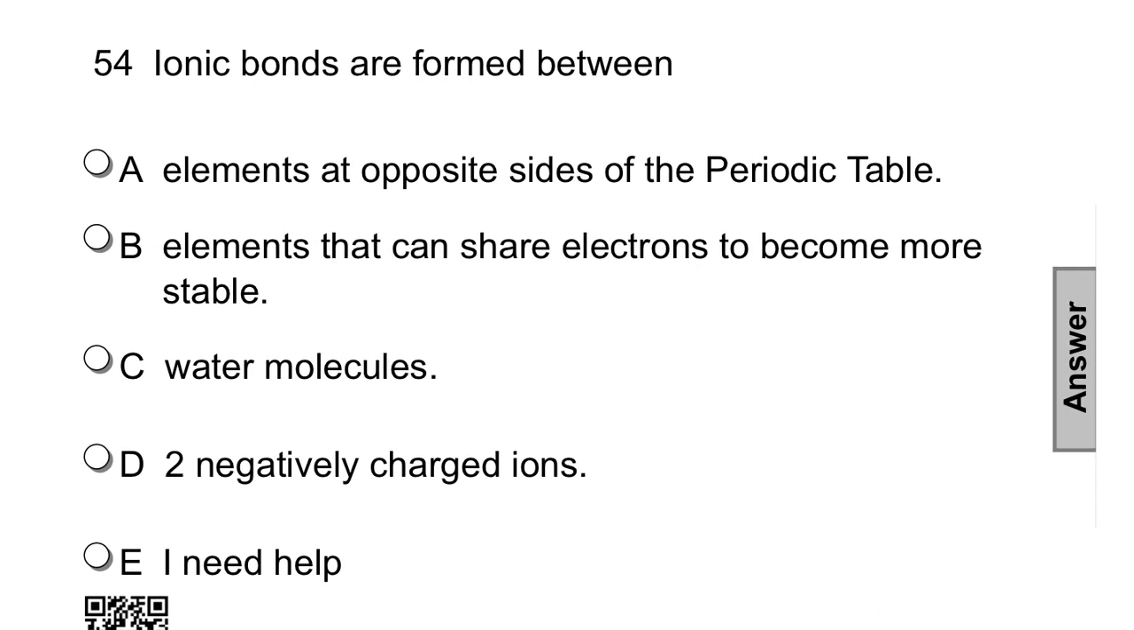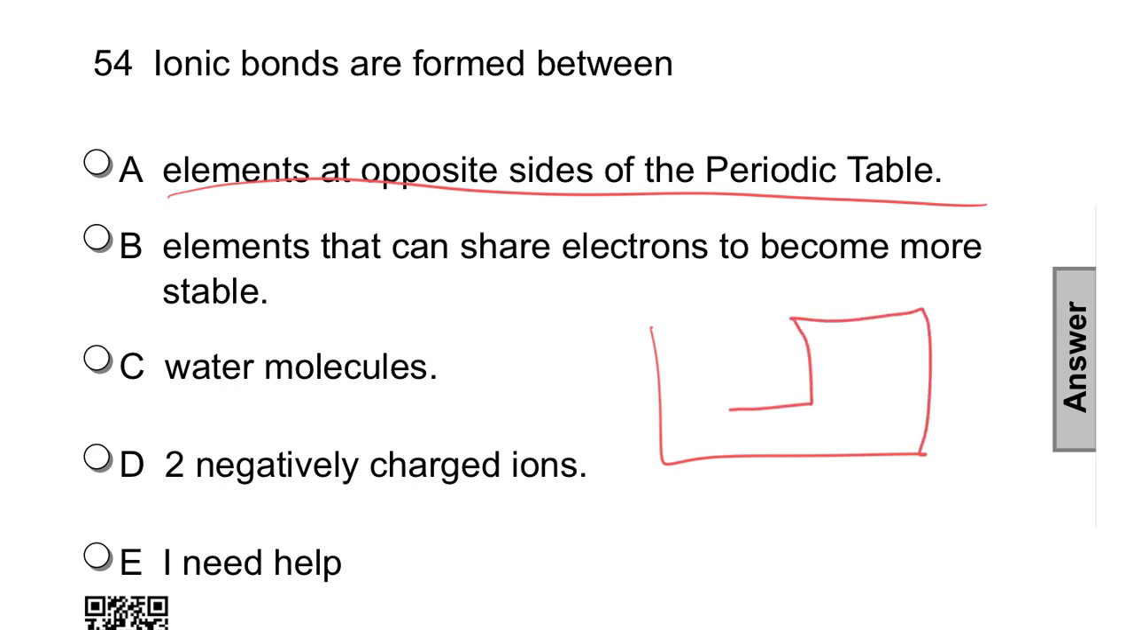Ionic bonds are formed between, think about a metal and a nonmetal. Yeah, elements on opposite sides of the periodic table, right? Here's the periodic table, kind of. The metals are on this side, and the non-metals are on the right side.